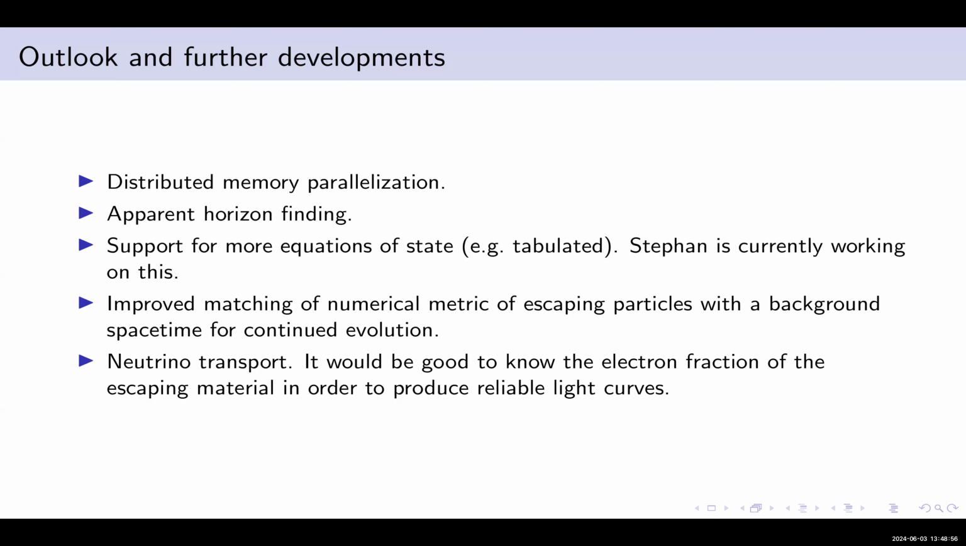One thing that we need to get done is a distributed memory parallelization of the code, because currently it's only OpenMP parallel, and that limits the number of particles we can actually go to, because the runs take quite a long time then. I would also like to add an actual apparent horizon finder to the code itself, so I don't have to read it into Cactus afterwards and use the apparent horizon finder there.